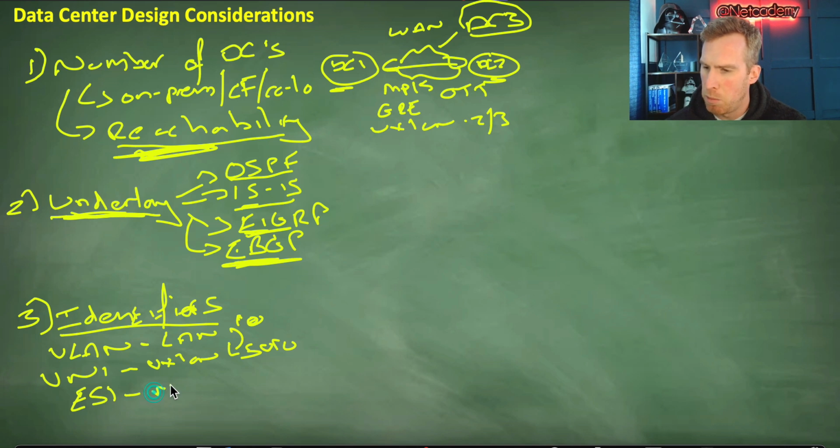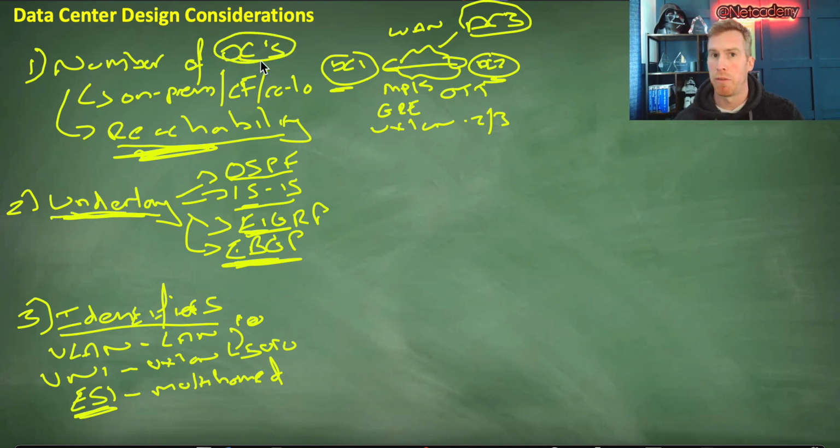ESI is for multi-homed tenants, multi-homed devices. So we need to define how you want to identify, no pun intended, more about the puns today, the Ethernet segment identifier for a multi-homed server, for a multi-homed tenant, and how you want to standardize on that across your data center or across data centers if you want to provide connectivity from one data center to another data center over that DCI over the WAN.